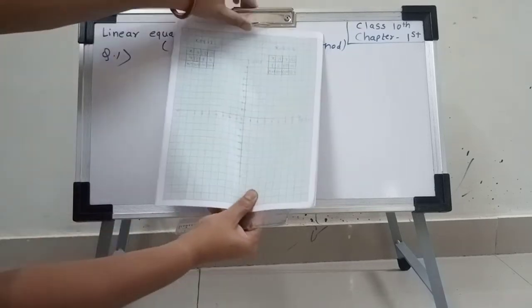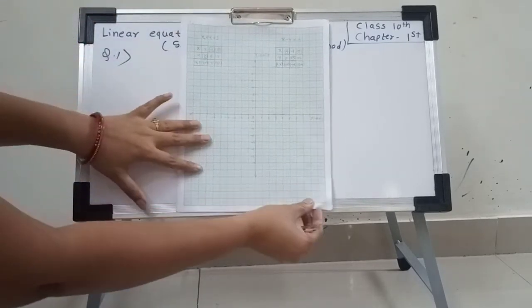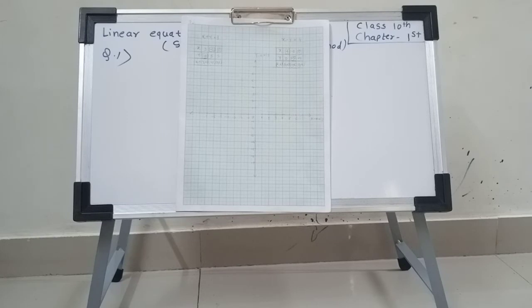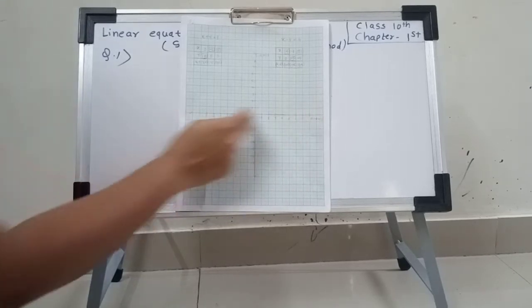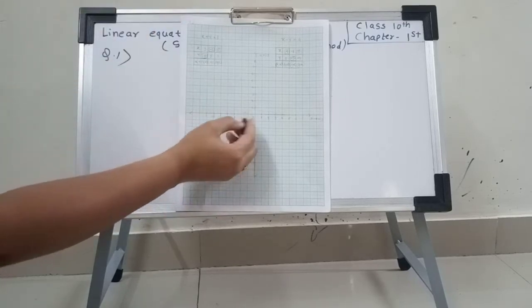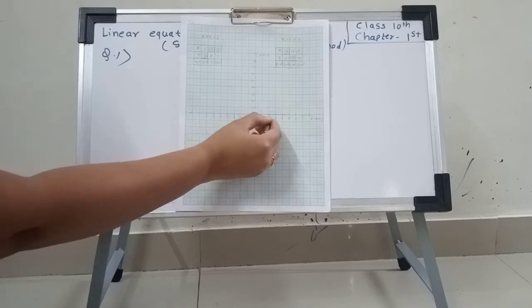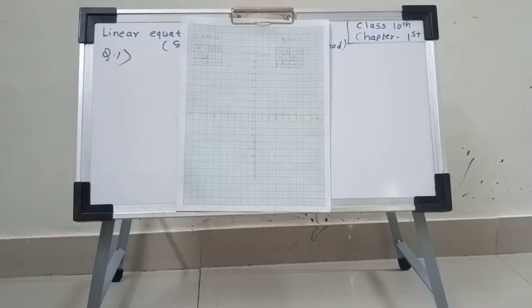This is our graph paper. Now we plot these points on the graph paper. This horizontal line is called the x-axis, and the vertical line is called the y-axis. We have given the scale 1 centimeter is equal to 1. Plot 1 centimeter 1, 2 centimeter 2, same on the x and y axes.